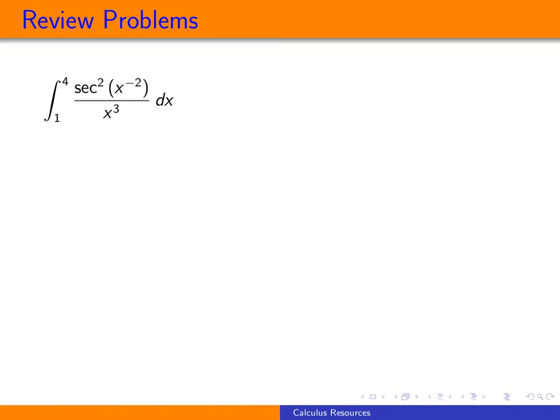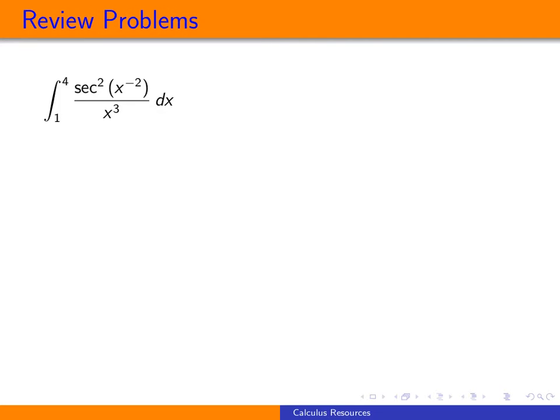Here, we're finding the integral from 1 to 4 of secant squared of x to the negative 2 all over x cubed. So at this stage in the calculus curriculum, we really only have two clear ways of solving integrals. Either you recognize the antiderivative or you use u substitution. Here, I certainly don't just recognize the antiderivative of such a function. So this is a clear indicator that we're going to want to use u substitution.